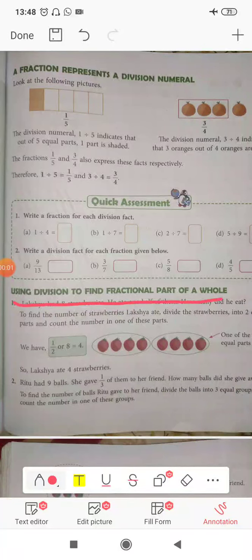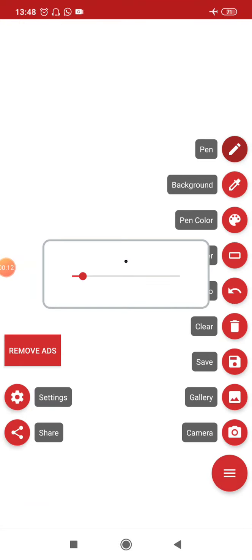Good afternoon, students. Today we will learn a new topic: using division to find a fractional part of a whole. Now let's see a few examples so that you can understand the topic properly.